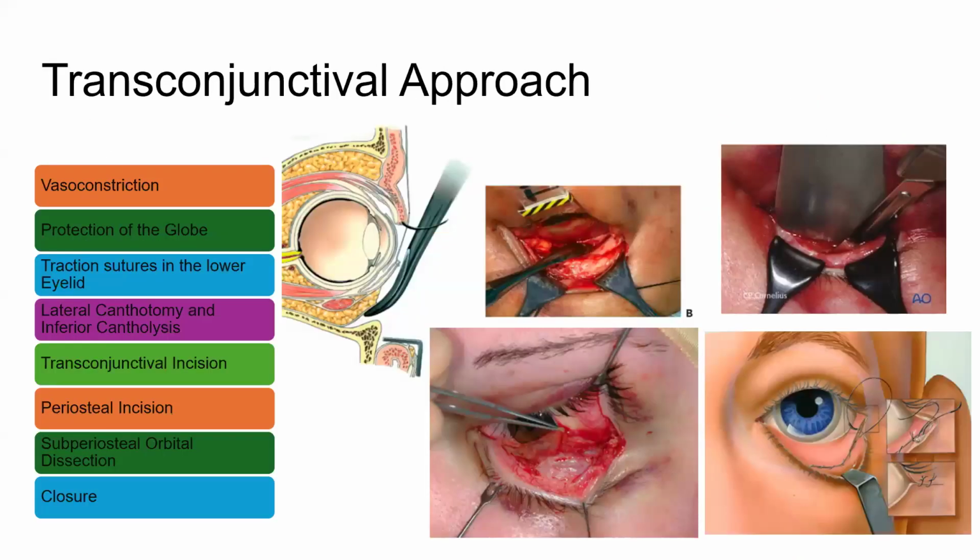Same way, the transconjunctival approach can be added with lateral canthotomy and inferior cantholysis. Only then can you have a good amount of exposure to the floor and some amount of the medial wall. If you are adding your transcaruncular, you can go up to the posterior aspect of the medial wall.